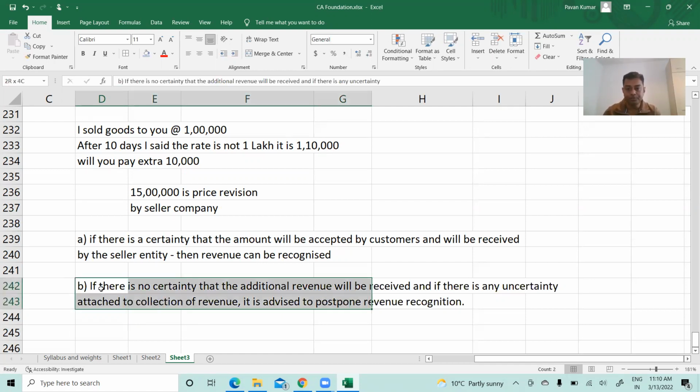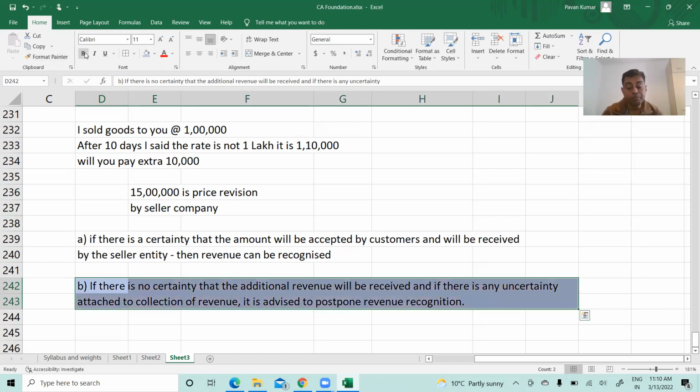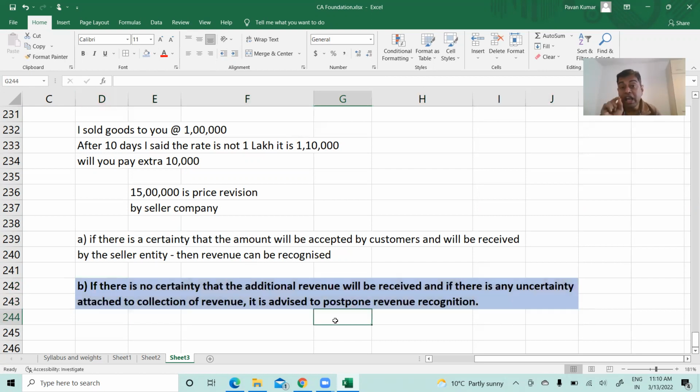This rule is 100% applicable to NPAs in the banking sector. 3 EMIs the customer has not paid. Will he pay the 4th EMI or not? I don't know. So if I keep on recognizing revenue, I will not receive it. There is no certainty that the borrower will repay. So I will not recognize revenue. I will wait. Then it will be recorded on cash basis.